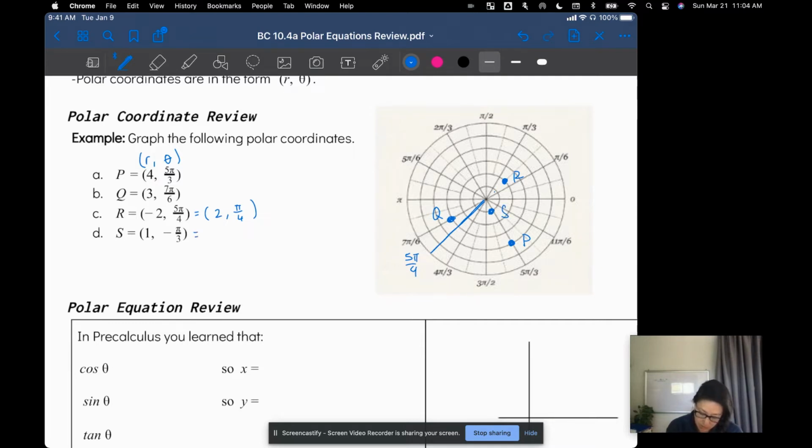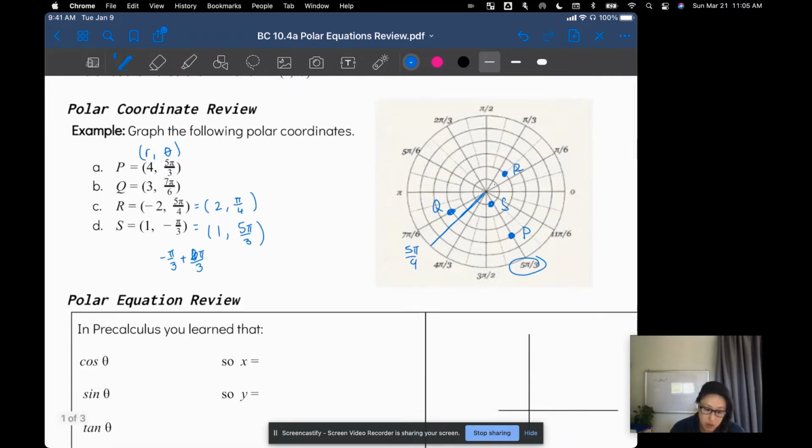Another way we could write this point is with a positive coterminal angle. I'm going to add 2 pi. So that gives me negative pi over 3 plus 2 pi. That's 6 over 3 pi, which gives me 5 pi over 3. Oh, it says right here, 5 pi over 3.